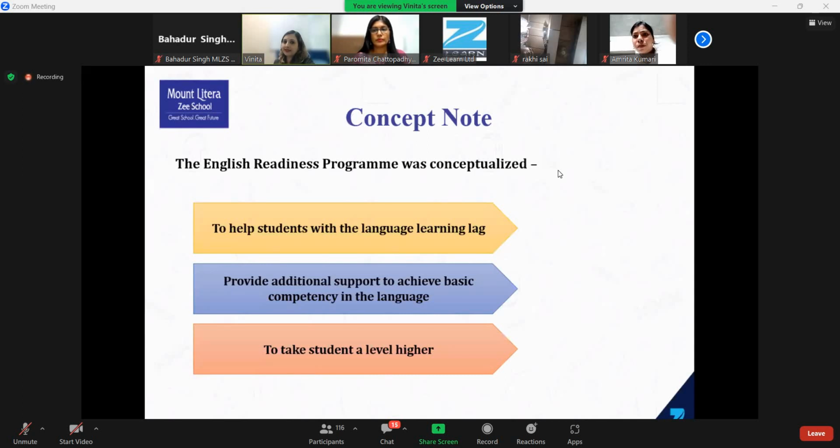So, as I said, the concept note: how was this English readiness program conceptualized? What got people thinking as to why we should have this program in place? It was to help students with the learning lag, the language lag, and provide them additional support to achieve the basic competency in the language and to take the student a notch higher. It deals with the basic language skills like listening, speaking, reading, writing through various means and ways in the program.